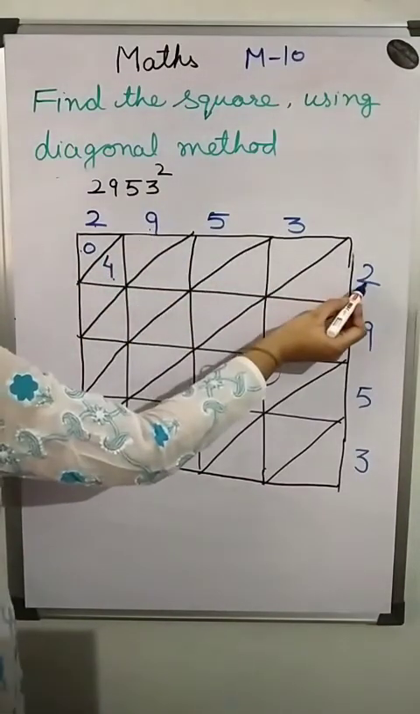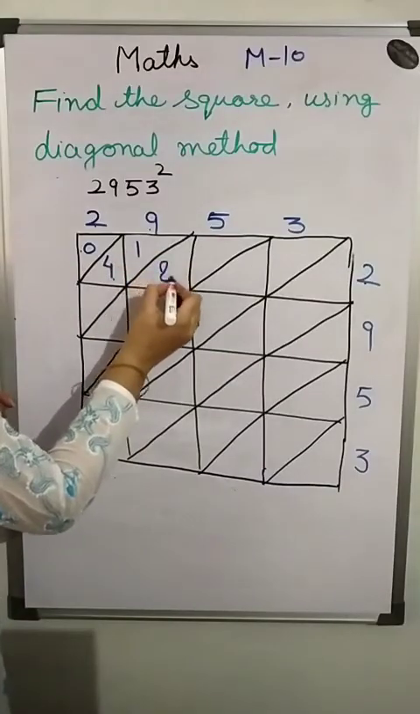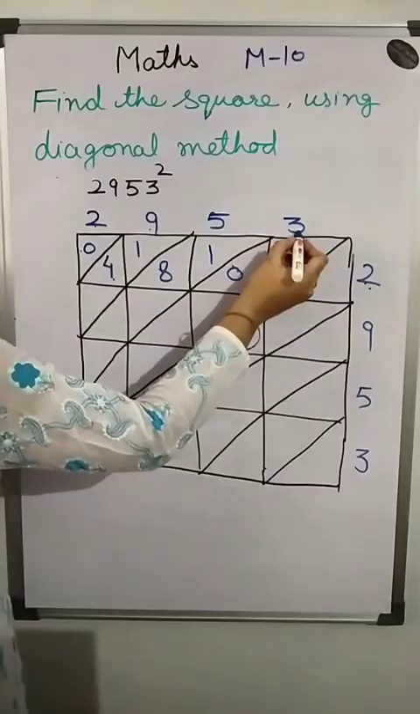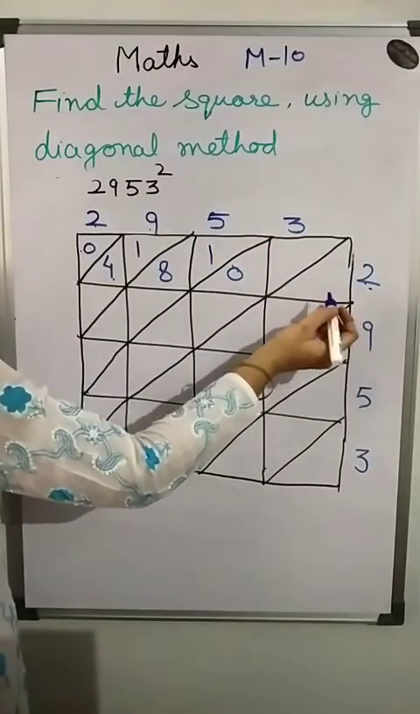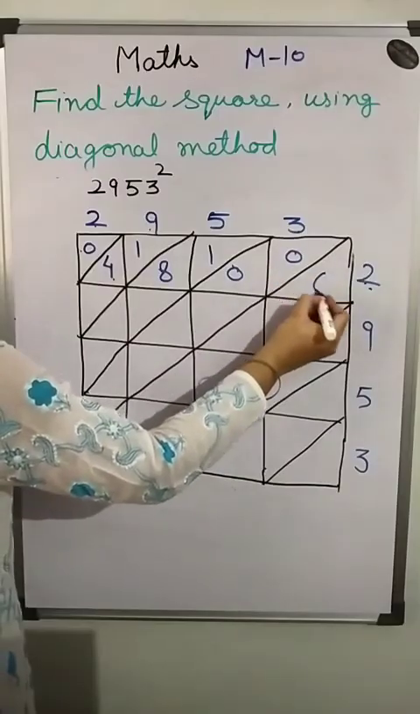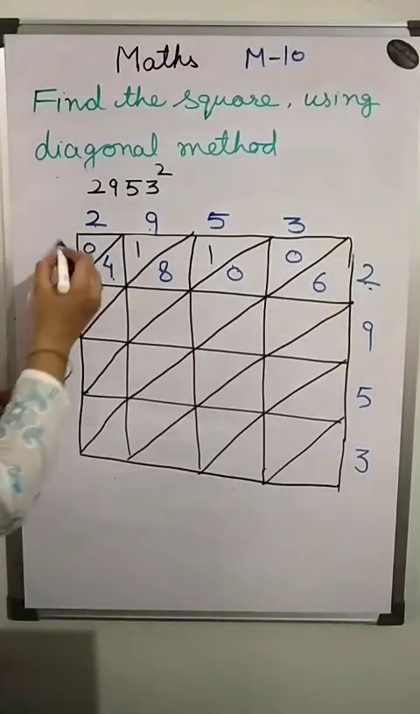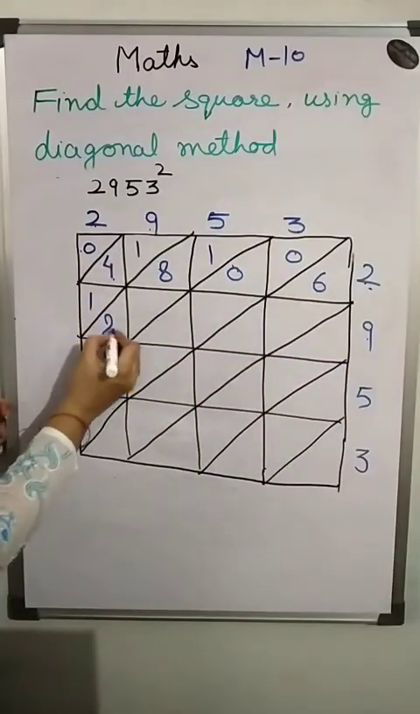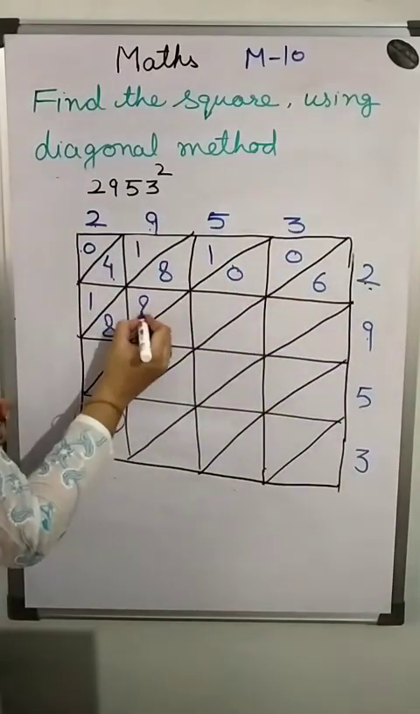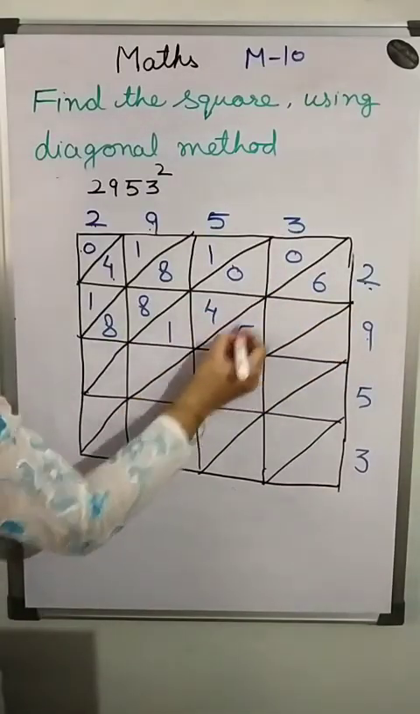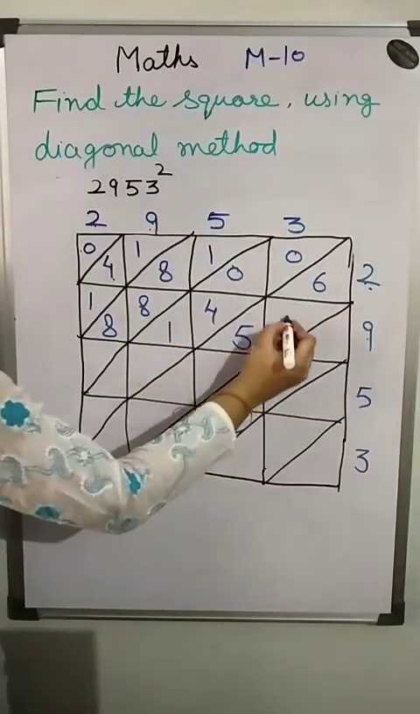9 into 2, 18. 5 into 2, 10. 3 into 2, 6. So we write 0, 6. And again do the same process. 2 into 9, 18. 9 into 9, 81. 5 into 9, 45. 3 into 9, 27.